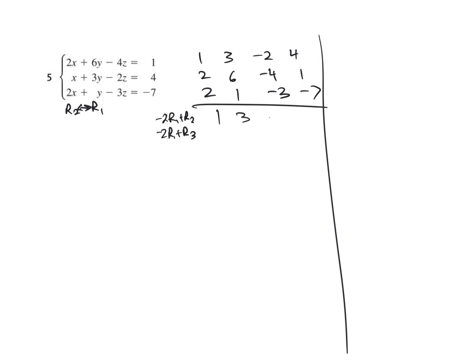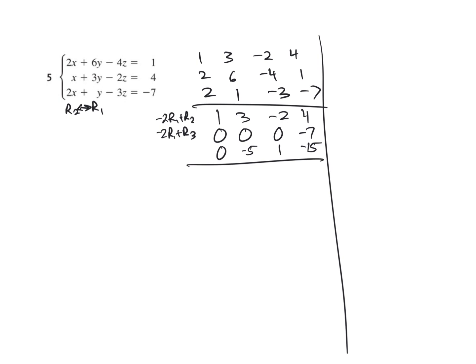So 1, 3, negative 2, 4. So negative 2 times row 1 plus row 2. That's 0. Negative 6 and 6 is 0. Positive 4 and negative 4 is 0. And negative 8 plus 1 is negative 7. And then we have negative 2 plus 2 is 0. Negative 6 plus 1 is negative 5. And 4 plus negative 3 is 1. And then negative 8 plus negative 7 is negative 15.